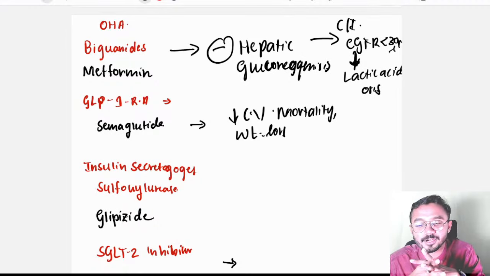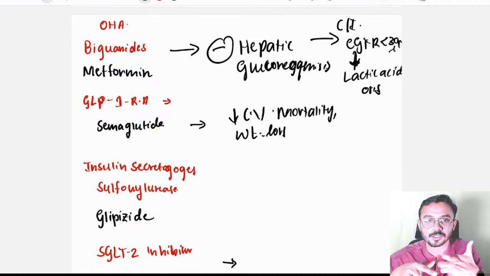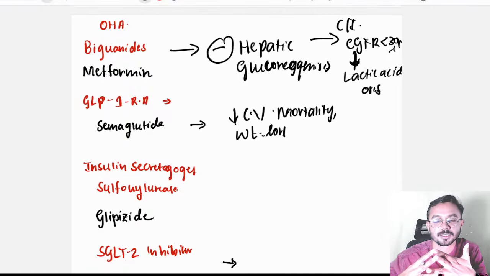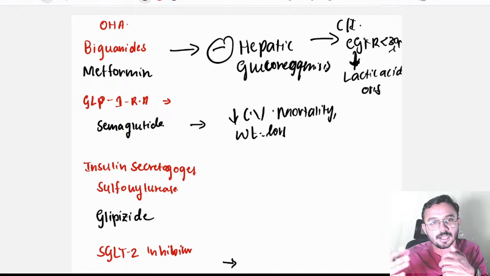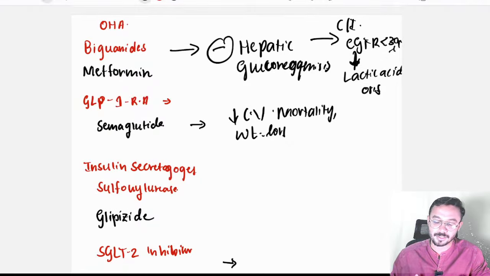The major disadvantage is that this tablet is too costly. One tablet costs 300 rupees, so most people cannot afford it. But it is used in America, the UK and other Western countries. So remember, which drug is used to decrease cardiovascular mortality? Semaglutide.